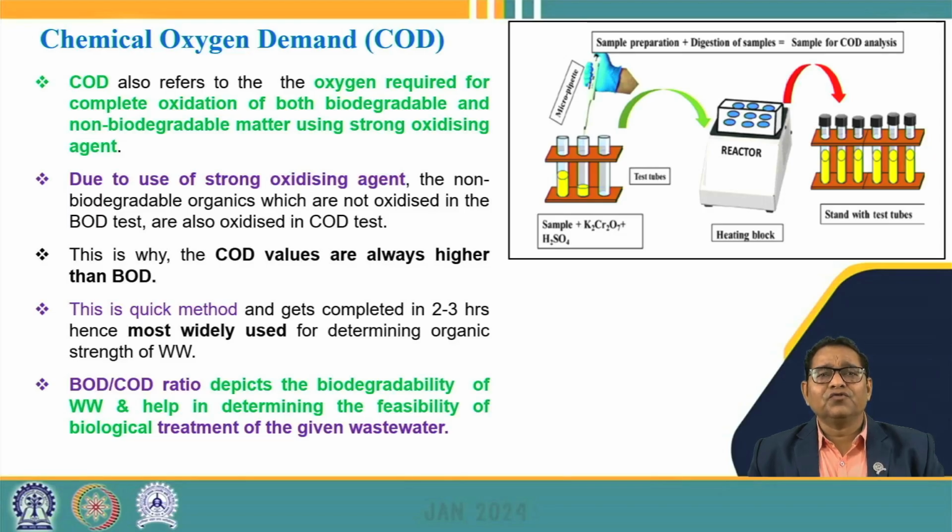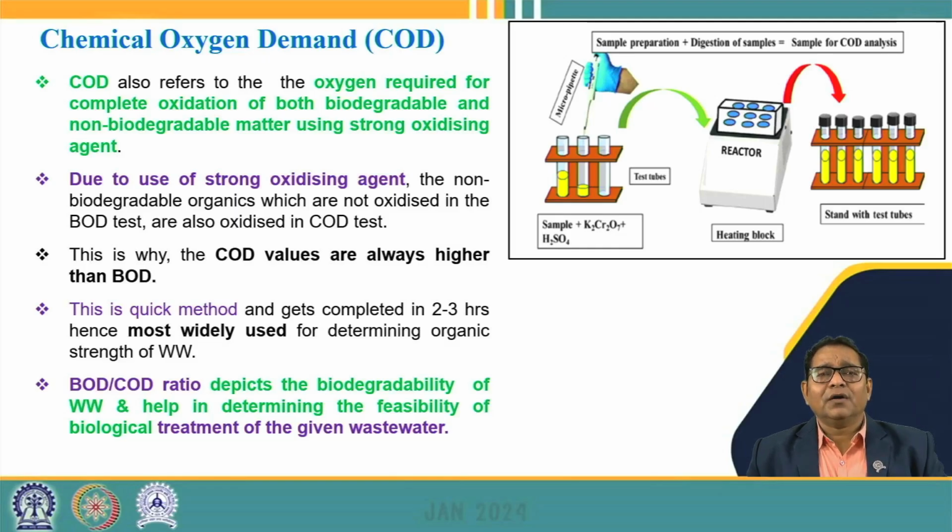Due to the use of these strong oxidizing agents, all the organic matter present in the wastewater is chemically digested and the test is completed within 2 to 3 hours. So this is a quick determination we can carry out within 2 to 3 hours, and it is the most commonly preferred chemical test conducted to measure the organic strength of industrial wastewater.